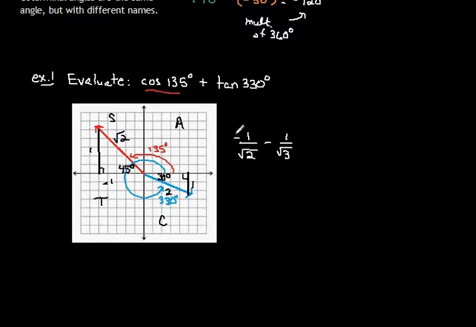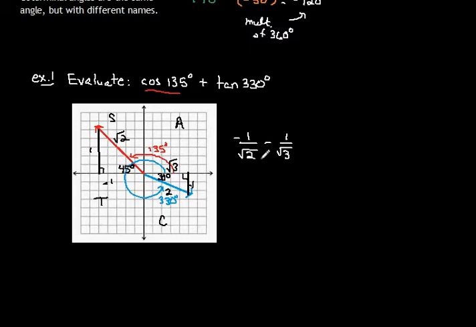And then the tangent of 330, so that's the blue one. I'm going to go the whole way around, and I go all but 30 degrees to hit 360. Draw my triangle. Tangent is opposite over adjacent, and this one would be square root of 3, right? And this one is going to be negative. It's going to be a negative over a positive, so it's going to be negative.